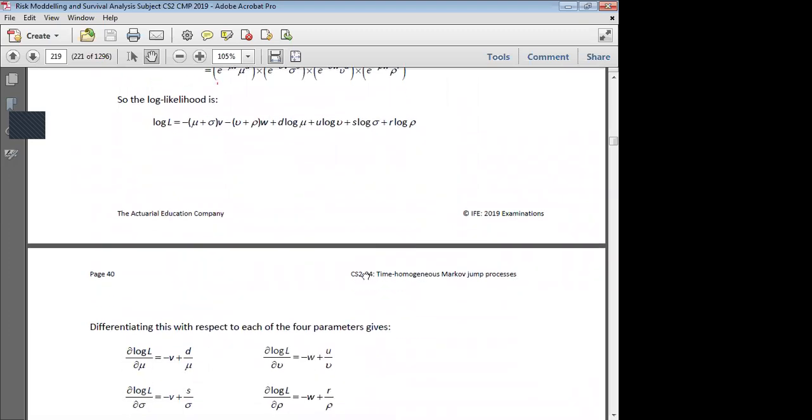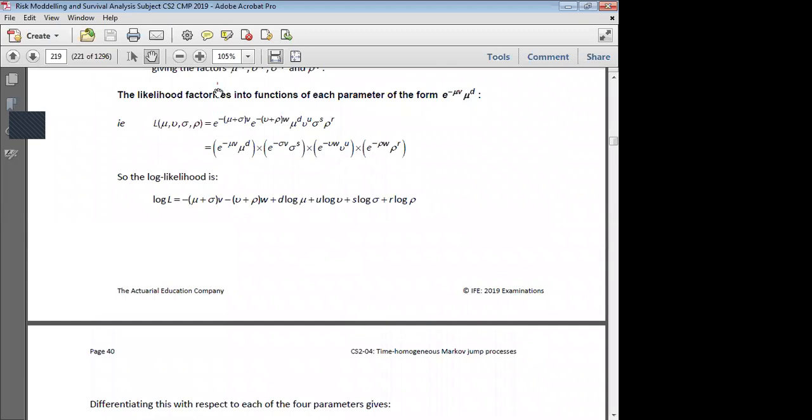And now if you differentiate this with respect to mu, let's say d log L by d mu, what do I get? I get minus v. This is not new, so you should also be aware of this whenever you're writing. This is mu and this is v. This is waiting time and this is the transition rate. So here I have minus v plus d upon mu, and I make this equal to 0. So what do I get here? I get that my mu is equal to d upon v, right?